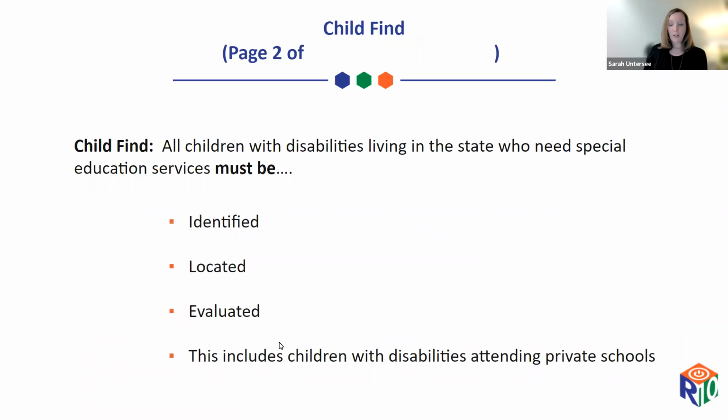On page 2, we move on to Child Find. Child Find tells us that all children with disabilities living in the state who need special education services must be identified, located, and evaluated. This includes children with disabilities that attend private schools and also those that are being homeschooled.